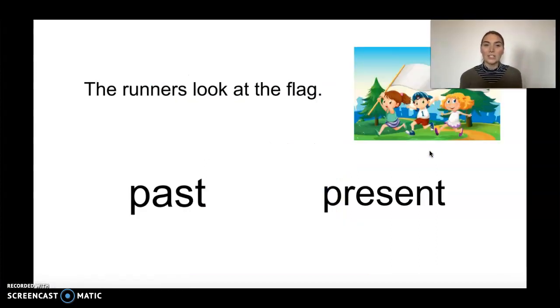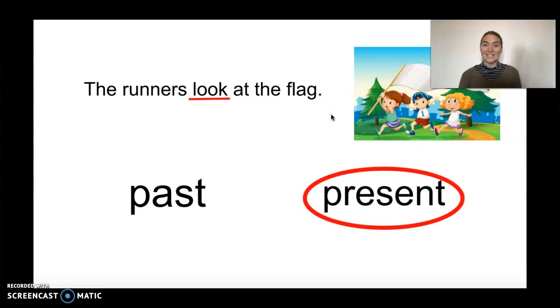The runners look at the flag. Do you see the verb in this sentence? The verb is look. Did this happen in the past or in the present? This is happening in the present.